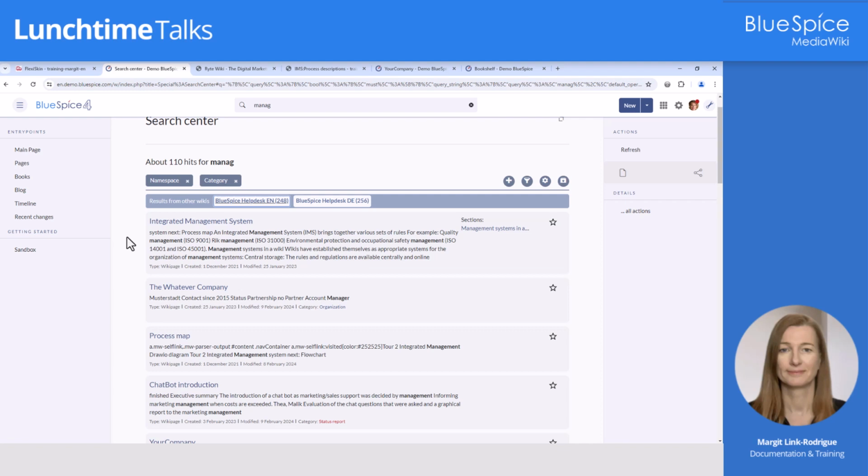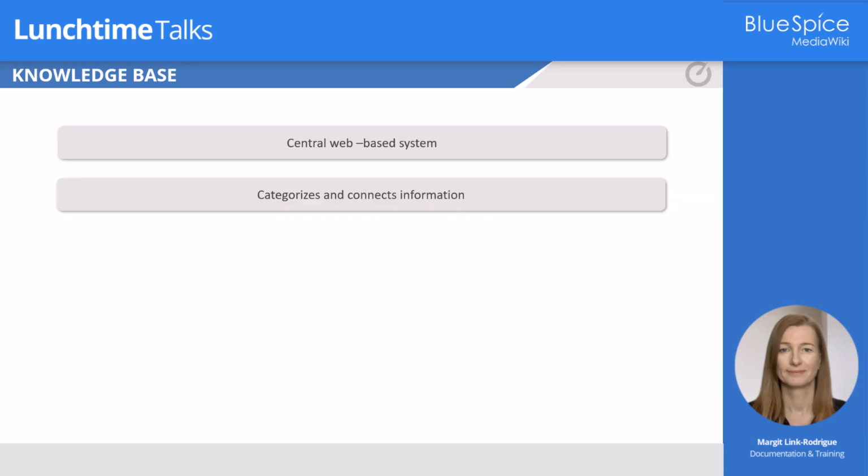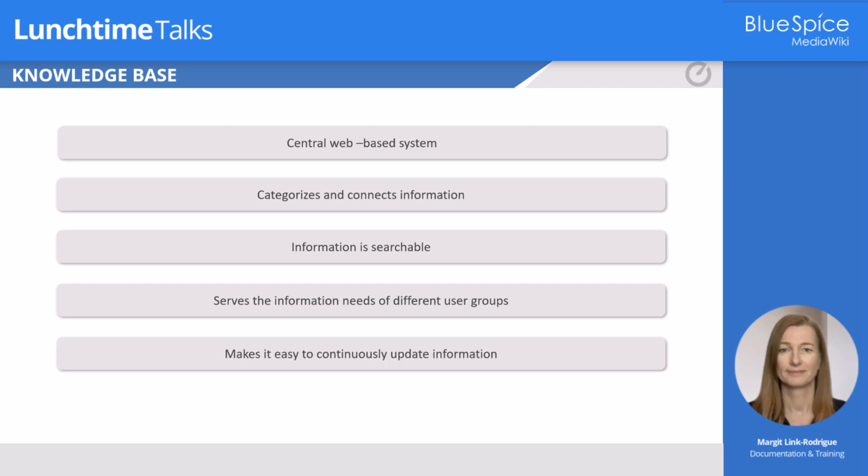Now let's look at the first use case. The most general use case for a wiki is a generic knowledge base. I use the term knowledge base here to describe a central web-based system that categorizes and connects information so that it is easy to find and access by a specific group of people. Think of Wikipedia that is strictly a topics-based encyclopedia. Ideally, this knowledge base is always up to date because many people can easily create, monitor, and update this knowledge.